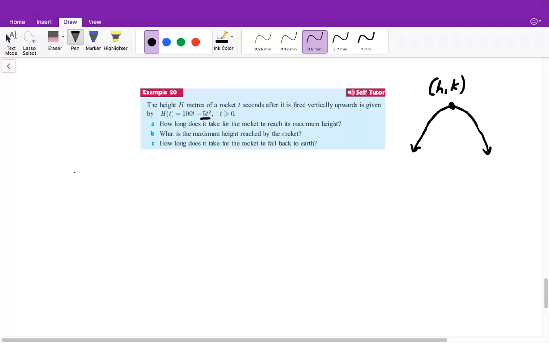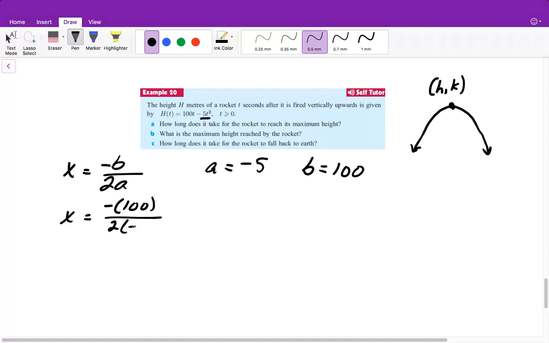To see how long it takes to reach its maximum height, we know that x is equal to negative b over 2a. In this case, our a is the number in front of the x squared, so it's negative 5, and our b is the number in front of the x, or the t in this case, and that is 100. So our x is equal to negative 100 over 2 times negative 5. When we plug this in, we get negative 100 over negative 10. So our x value of our vertex is 10, or it takes 10 seconds for our rocket to reach its maximum height.